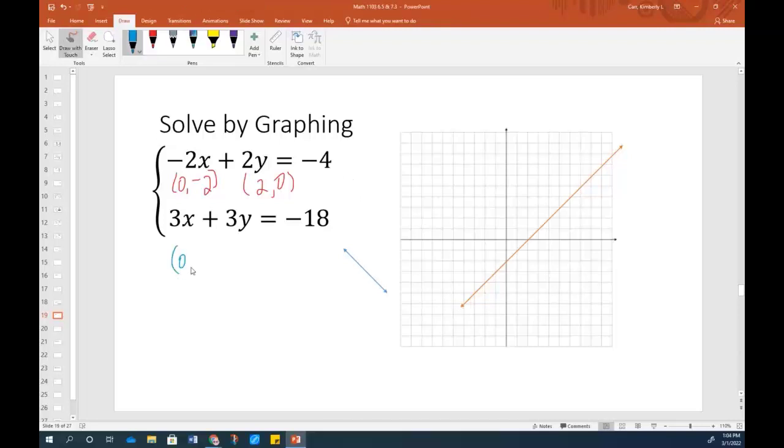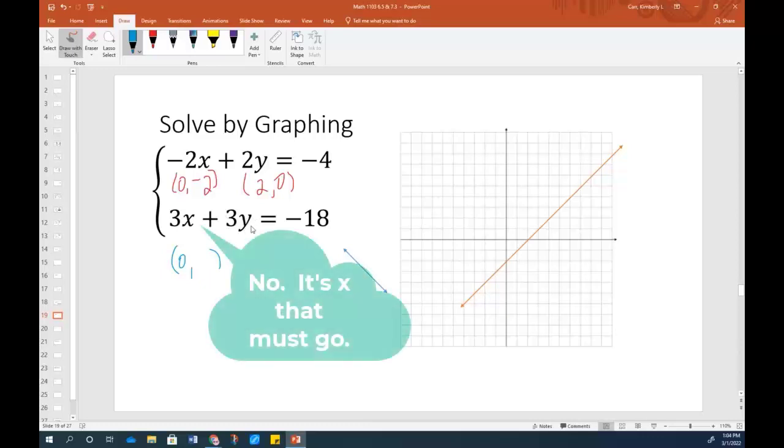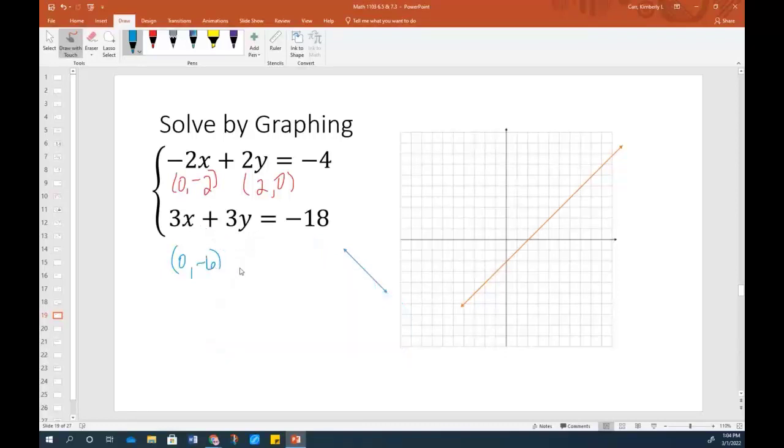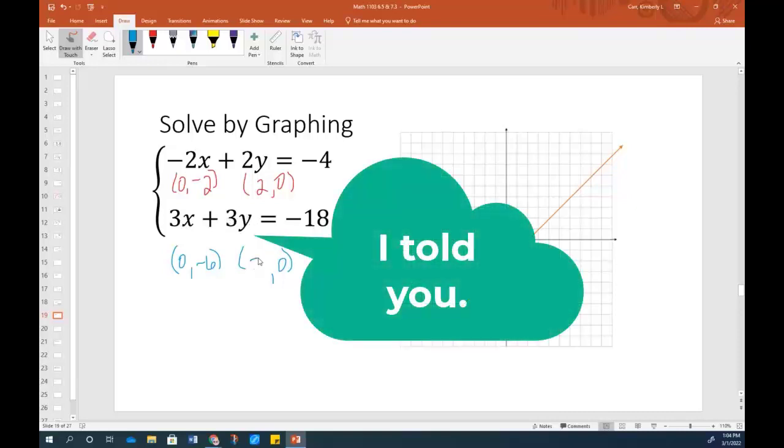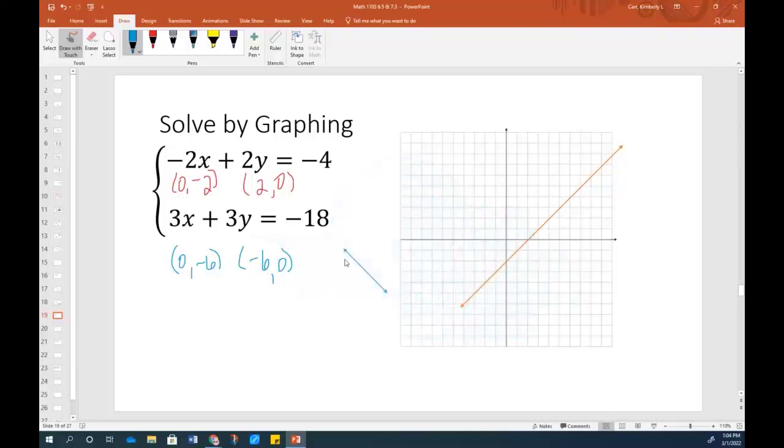If I go 0, comma, visualize scribbling out that 3y, so divide by 3 and I get -6. Then, if I let y be 0, well, they're both divided by 3. I may have scribbled out the wrong one a while ago, but mentally, they're both divided by 3, so I get -6 both times. So now I need to get this blue line placed in the right place.